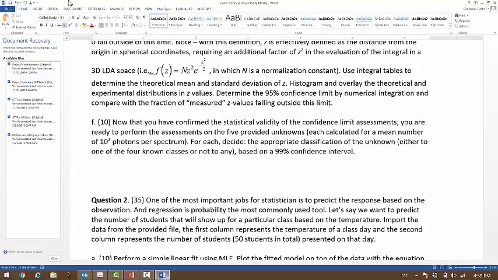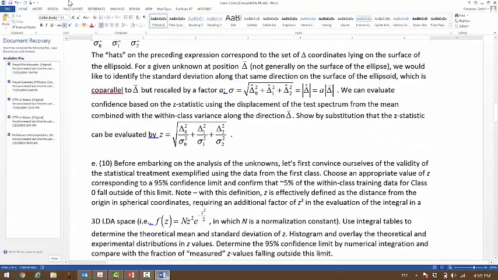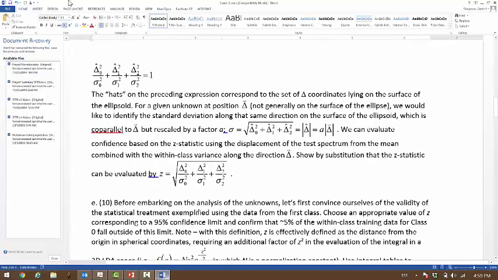For 1D, the last part of the question says, show by substitution that the Z statistic can be evaluated by such and such. Is this done on MathCAD or is this handwritten? Handwritten. So that is just to prove that. It's a pencil and paper component to convince yourself that this is not crazy.